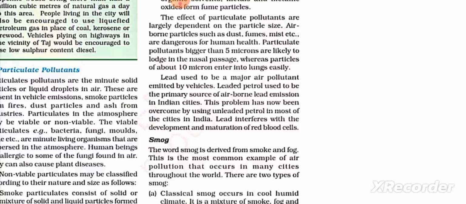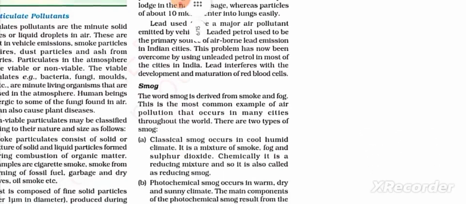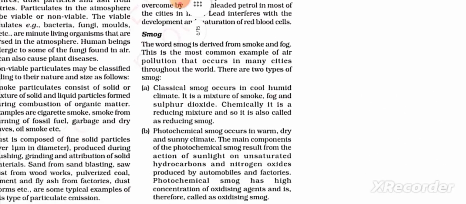Lead used to be a major air pollutant emitted by vehicles. Leaded petrol used to be a primary source of airborne lead emission in Indian cities. This problem has now been overcome by using unleaded petrol in most of these Indian cities. Lead interferes with the development and maturation of red blood cells. Next is smog.